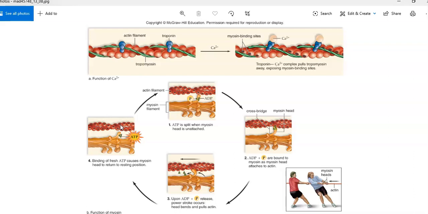Now, it doesn't remain rigid forever. Rigor mortis goes away within a day. And so the degree of rigor that a dead body has will help a coroner determine the time of death.